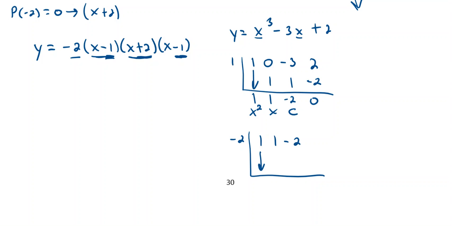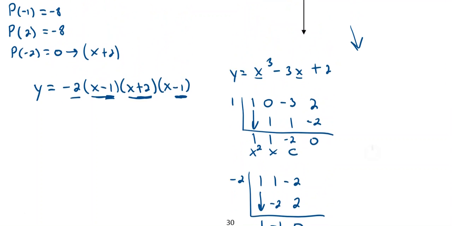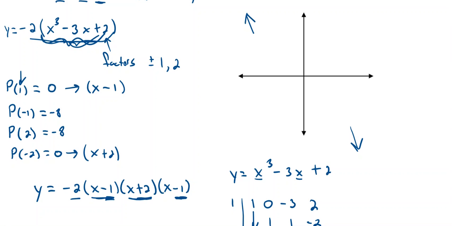We'll bring down our 1. Negative 2 times 1 is negative 2. 1 minus 2 is negative 1. Negative 2 times negative 1 is 2. That's a 0. So looking at this one here, it's really saying 1x minus 1, or x minus 1. So there's our last factor. Okay, so our x-intercepts here are at 1 and negative 2. And that's kind of it.